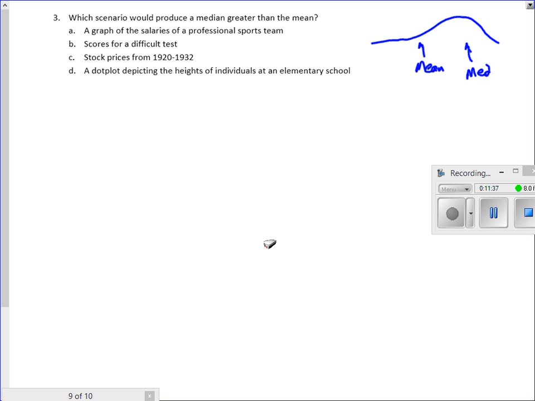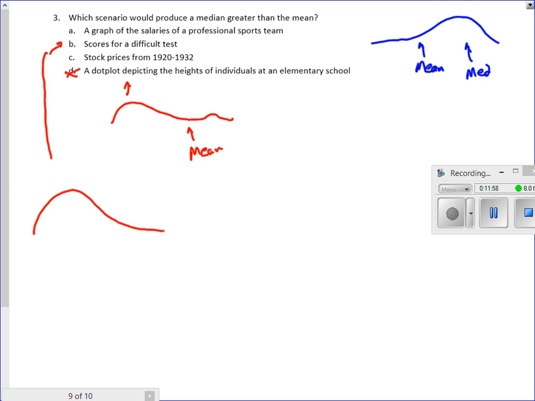But one thing to think about, if you think about a dot plot depicting the heights of individuals in an elementary school, that's going to be a lot of short people, and then maybe a few tall people that are the teachers. So that's definitely not going to do it. That's going to give us a mean that's greater. If you have a really tough test, right, you'd have a lot of low scores and a few high scores. So B is definitely out.